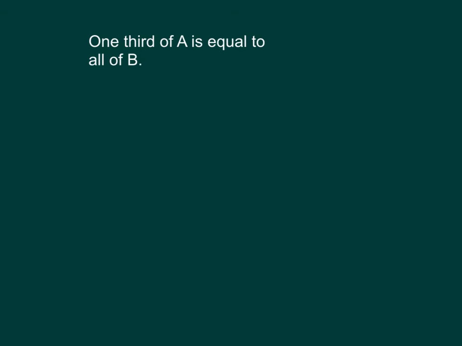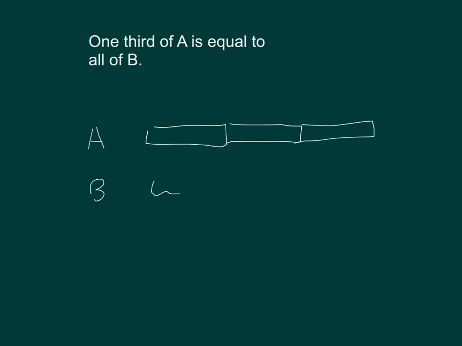Here, 1/3 of A is equal to all of B. So ribbon A is split into thirds. 1/3, 2/3, 3/3. There's ribbon A. And ribbon B is 1/3 of that, equal to all of B. So we have A and we have B, where ribbon B is 1/3 of A.